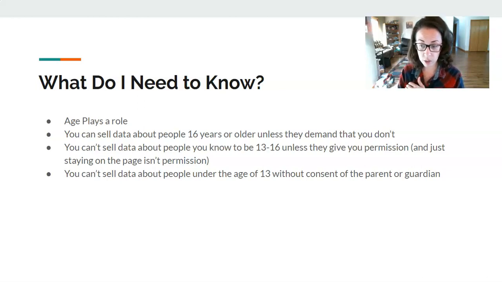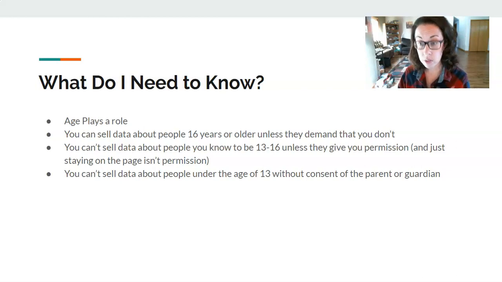So it's a situation where, assuming they're of age, you can do what you would otherwise lawfully be able to do until they say no. If your users are between the ages of 13 and 16, you have to get them to give you permission to go ahead and collect and transfer their data under the law.